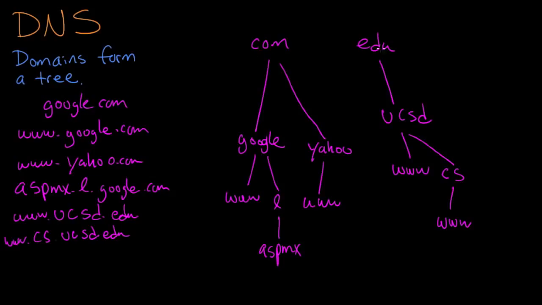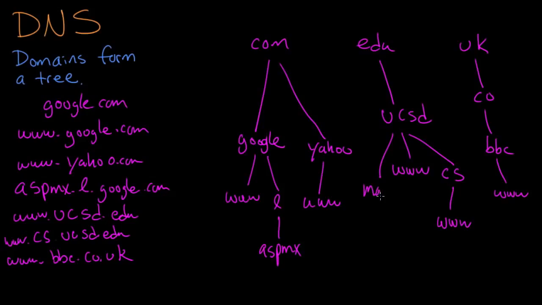And there's other ones like the UK, which has got its own domain, and then there's co below that, BBC, www. So this is, of course, www.bbc.co.uk. There's many more that we can put in here. For example, UCSD, I think they've got a mail server, so we could put in mail. Yahoo, I think, also has one right there. And maybe the computer science department at UCSD also has a mail server.